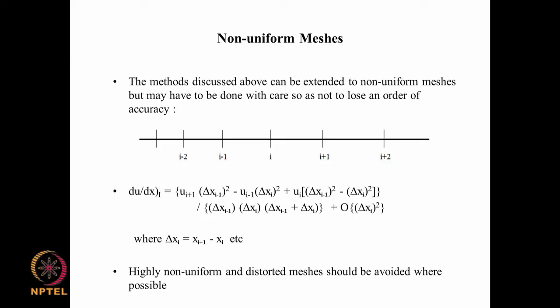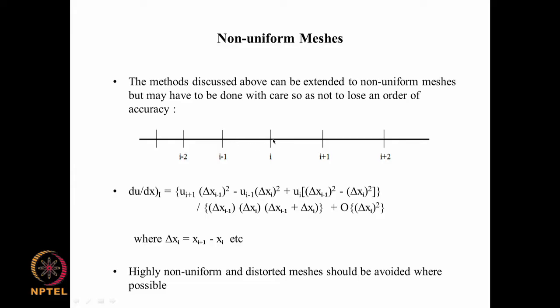Before we end the discussion on finite difference methods, let us consider the case of non-uniform meshes. When we say non-uniform mesh, the spacing between adjacent nodes is not the same. As illustrated in this figure, this is a case of a one-dimensional grid where this is, for example, the x direction, and the nodes are located at these points here.